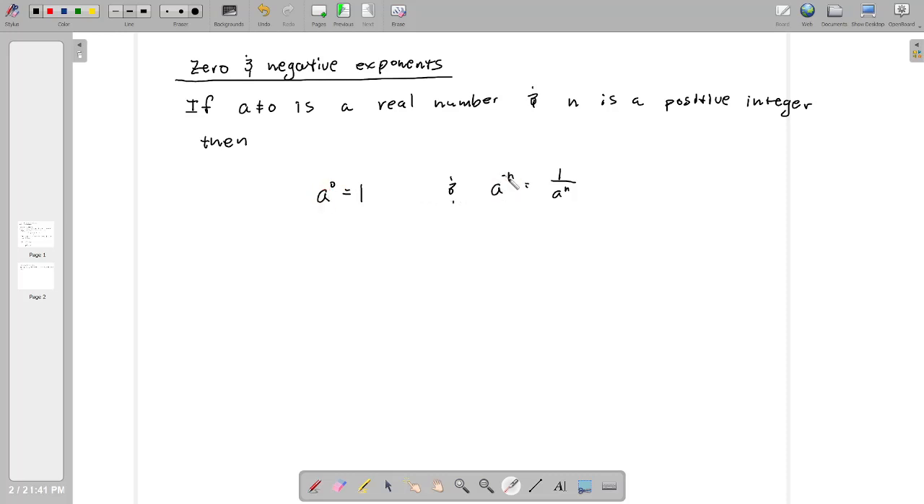A to the negative n, the negative tells us to move the entire term that the exponent is connected to from the numerator to the denominator, or from the denominator to the numerator. So in this case, this is the same thing as saying a to the negative n divided by 1. So a to the negative n is already in the numerator. This negative on the exponent is saying move it to the denominator. So then we change the sign, 1 over a to the n. I want you to try one. A, find 123,456,789 to the 0th power, and B, 2 to the negative 3rd.